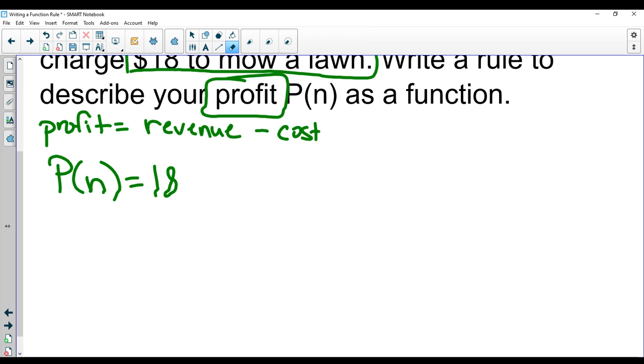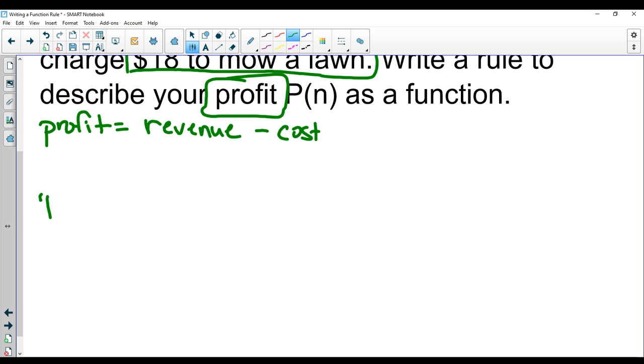My board just had a stroke. I don't know why. Let's scoot down a little bit. So it's going to be 18 times the number of yards I mow.